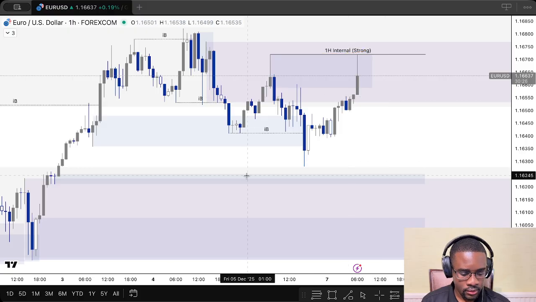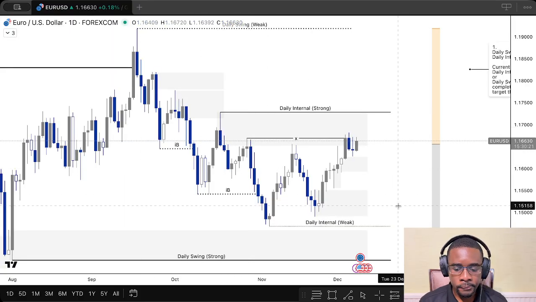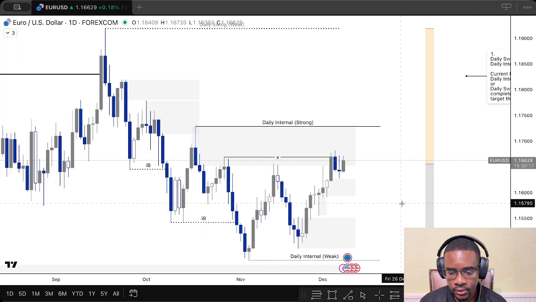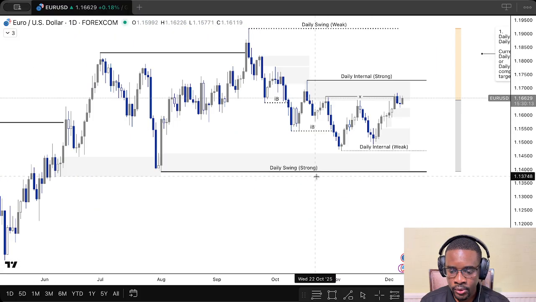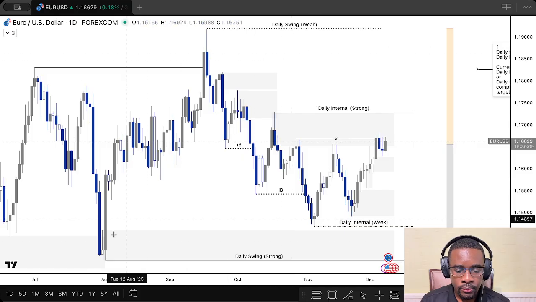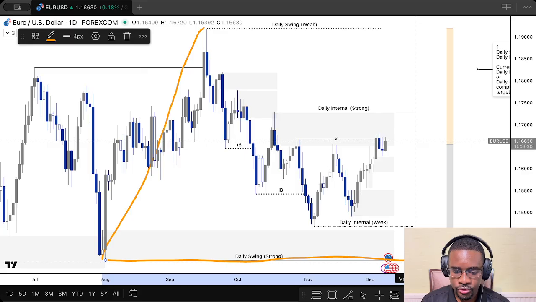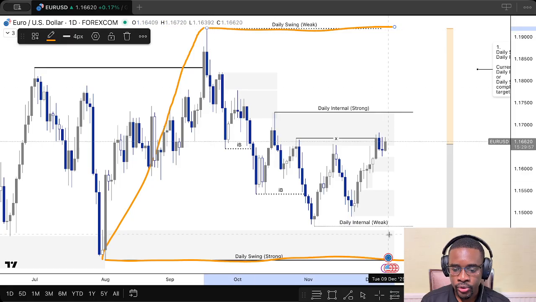So let's look at the analysis for the day. Let's go back to the daily. What is the context? We always need to start with the context. Our daily swing is bullish. This is our strong swing low, and this is our weak daily swing high. So this is the range we're playing in.